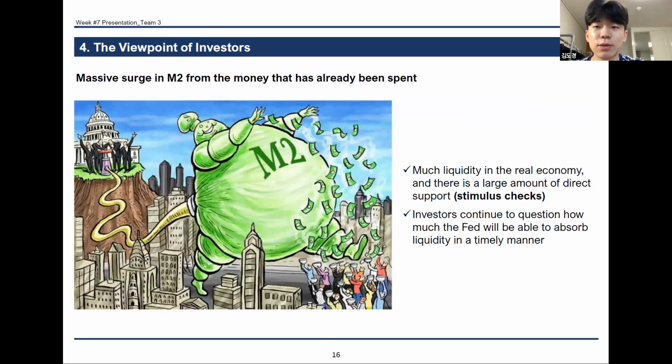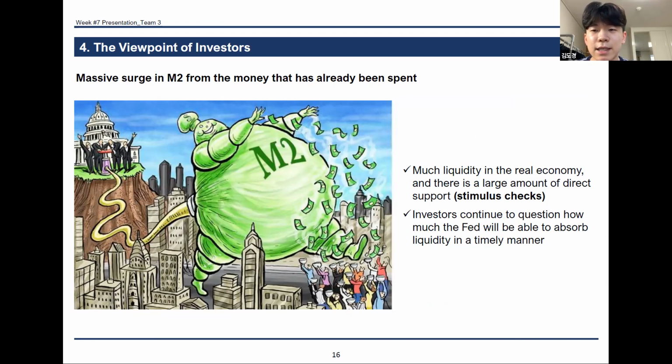The decisive reason why low prices have been maintained despite quantitative easing since the 2008 financial crisis is that most of the released currency remained in banks. However, the COVID-19 situation is not a crisis for banks, so there is relatively much liquidity in the real economy, and there is a large amount of direct support, so inflationary pressure will be high.